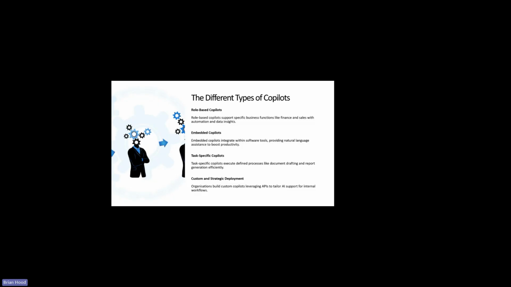Then there's task-specific copilots, and these are designed to execute very defined processes like drafting documents or generating reports or things of that nature. And last but not least, there's custom or strategic deployment of Copilot agents. So organisations can build custom Copilots leveraging things like APIs to integrate into your existing CRM or any other business application. And this is where IT&T are beginning to develop a real expertise to assist clients around doing this custom work and being able to help you get greater productivity within your business.